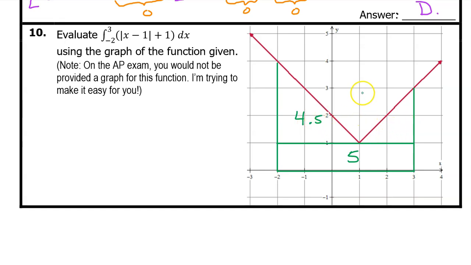This triangle is half of a square that goes like this. So the square has an area of 4, therefore the triangle will have an area of 2. Adding these three numbers together will give me the value of the integral from -2 to 3. That's 5 plus 2 is 7, 11.5.